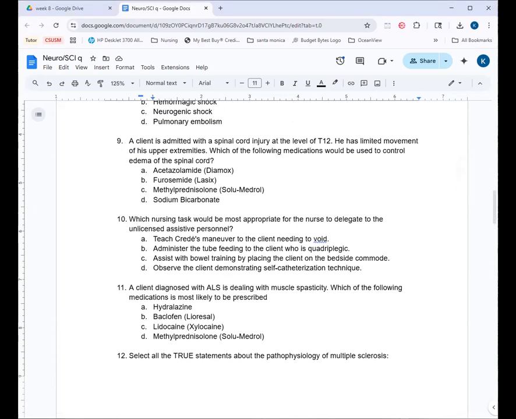Number 9, a client is admitted with a spinal cord injury at T12, has limited movement of upper extremities. Which of the following meds would be used to control edema of the spinal cord?